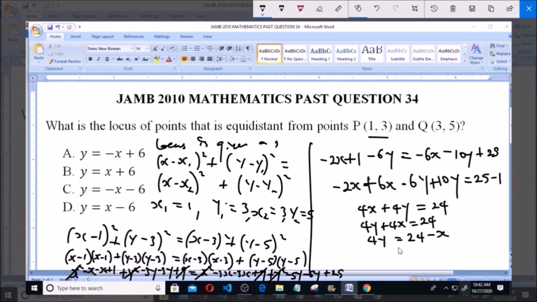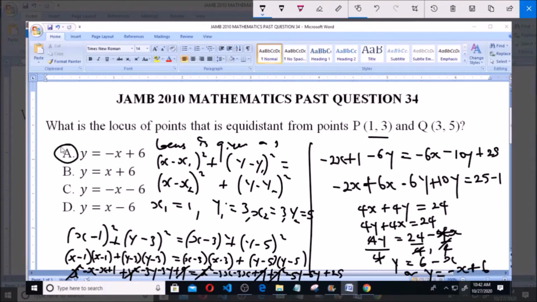Now divide both sides by 4. Sorry, you notice it's 4x here. Divide both sides by 4. So 4, we cancel 4, that's to give us y is equal to, now 4 in 24 will give us 6, minus 4x, we cancel 4 to give us x. So we can now say y is equal to 6 minus x, or y is equal to minus x plus 6, and that is what?